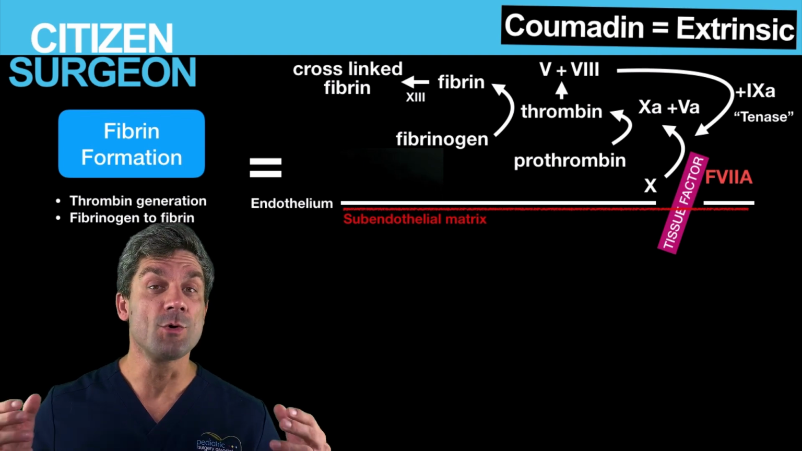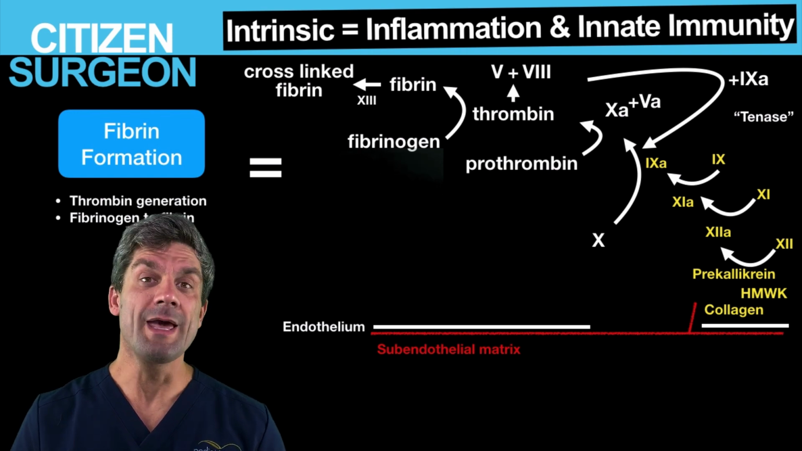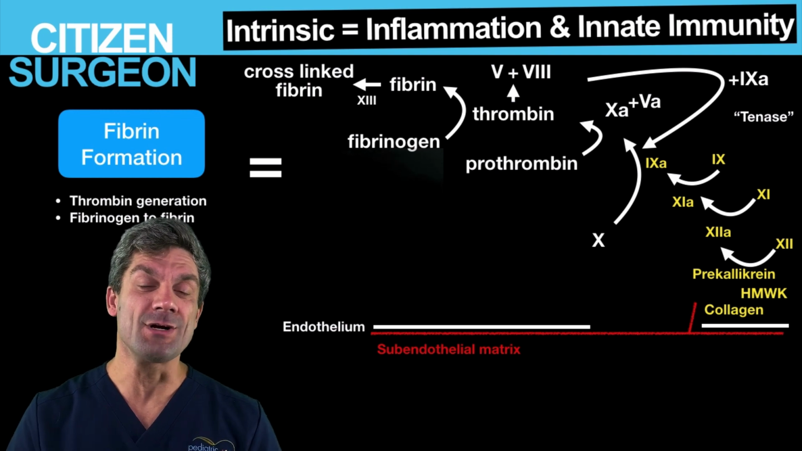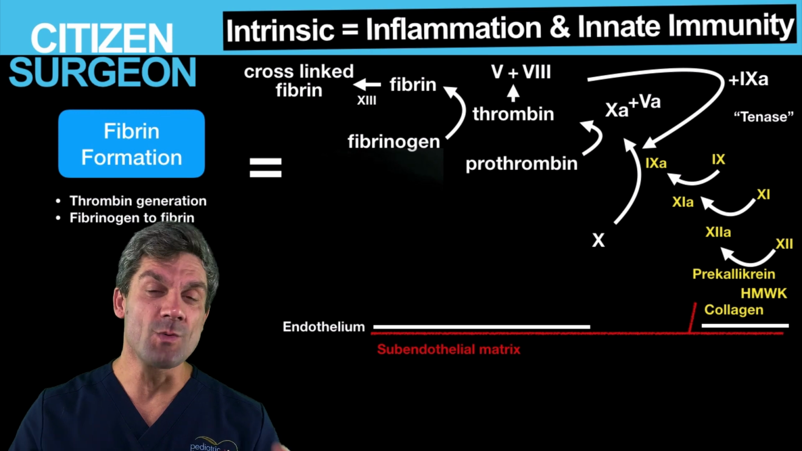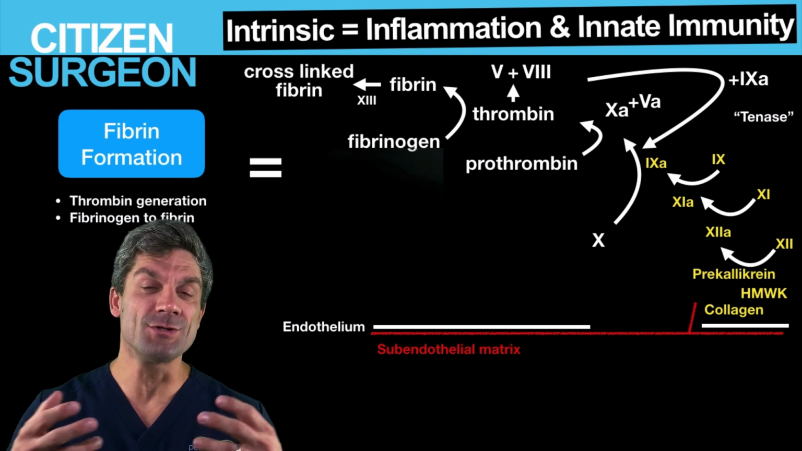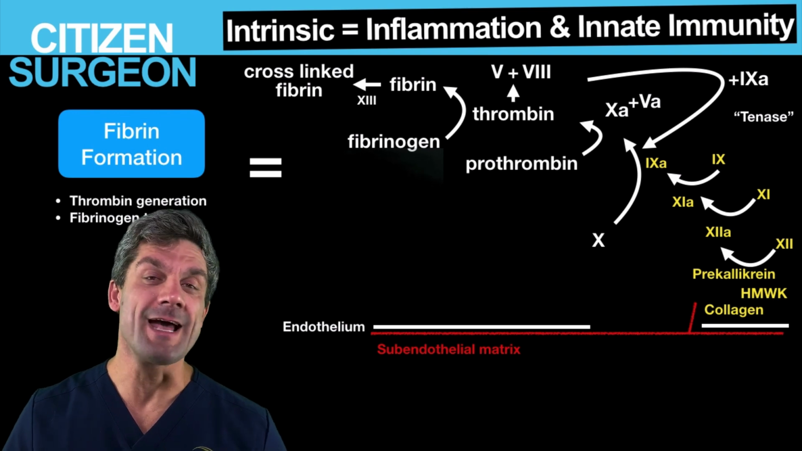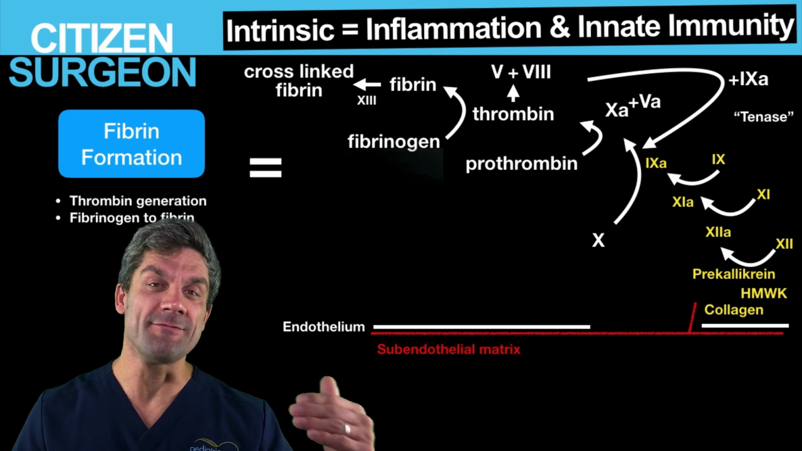If we jump over to our intrinsic pathway for a quick review, we can see we get exposure of collagen, then we get our pre-kallikreins and our high molecular weight kallikreins, and those are going to stimulate factor 12 to factor 11 to factor 9, which is going to stimulate factor 10 to 10A, and then the cycle repeats right through prothrombin to thrombin and fibrinogen to fibrin.